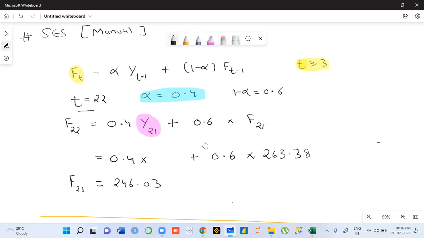Logic clear, guys? This I want to teach you. That's the reason I'm teaching you maths, because without maths it becomes difficult. Calculation clear? Forecast clear? Prediction, forward forecast clear?